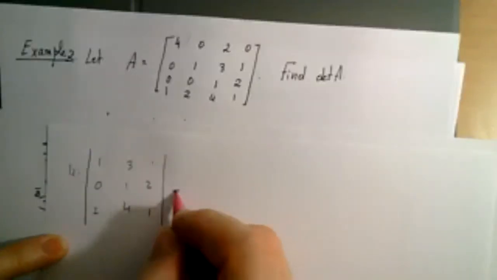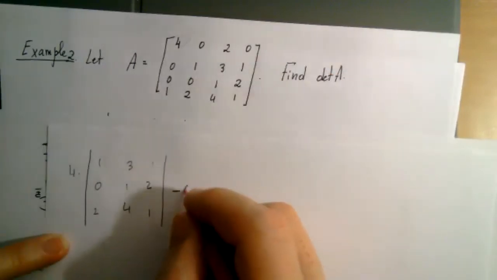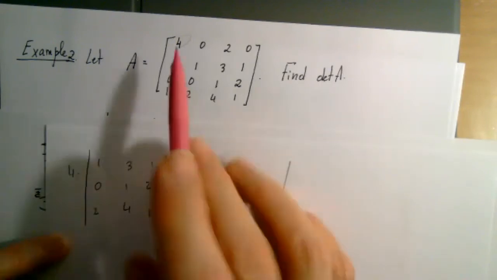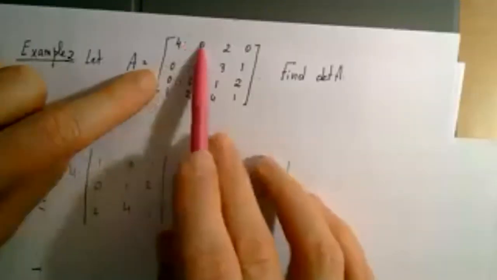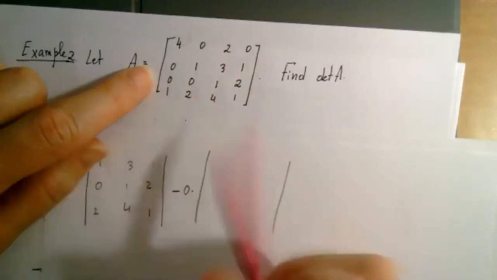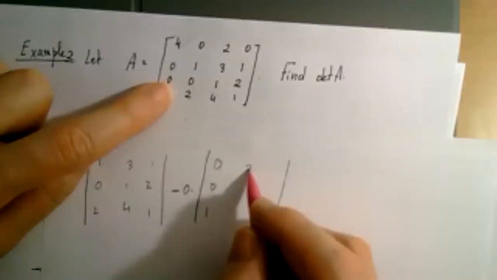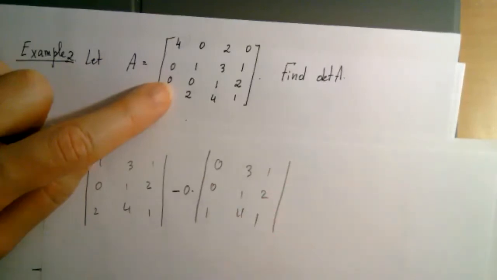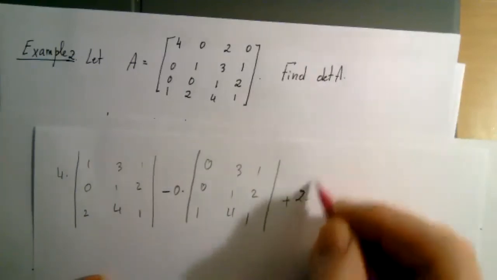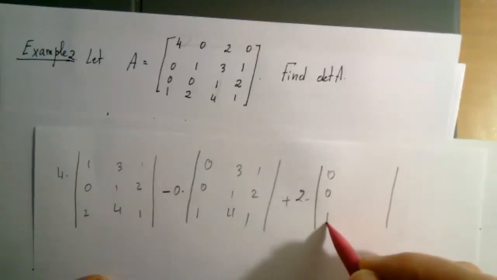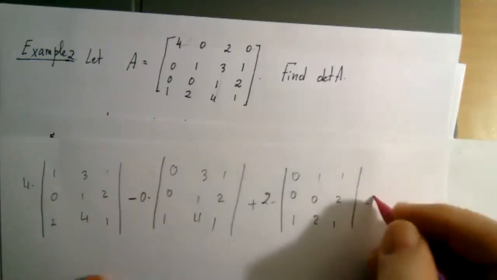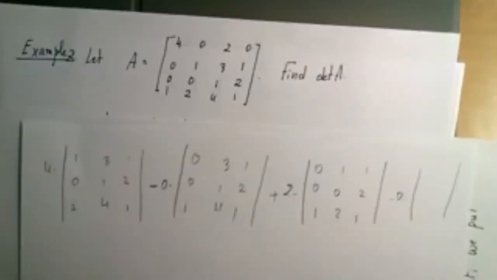Minus, the signs alternate, this entry, 0, times the determinant. Now I know 0 times anything is 0, but just to get the picture clear, of the matrix obtained by removing the row where 0 is and the column: 0, 0, 1, 3, 1, 4, 1, 2, 1. Plus, signs alternate, the entry 2 times the mess here, 0, 0, 1, 1, 0, 2, 1, 2, 1. Minus 0 times the last one that I will not write.